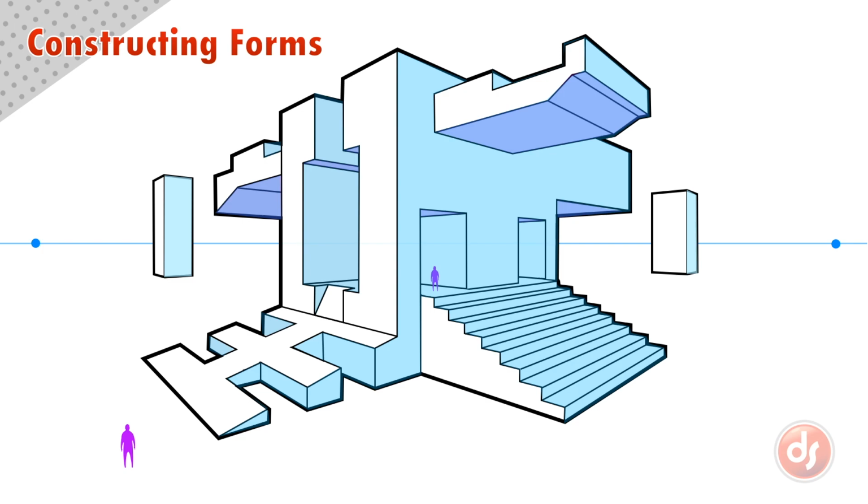And here we have our scene with complex constructed forms. Try this for yourself. Start with a simple box in perspective, then use all of these tools to add or subtract to it, and make your own amazing complex forms.